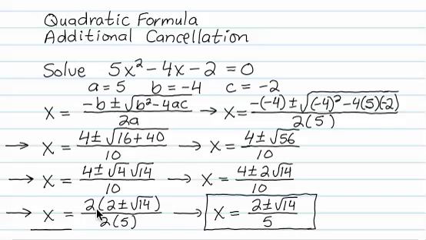4 plus or minus 2 root 14 is really 2 times 2 plus or minus root 14. 10 is 2 times 5, and I can cancel these 2's and get 2 plus or minus root 14 over 5.